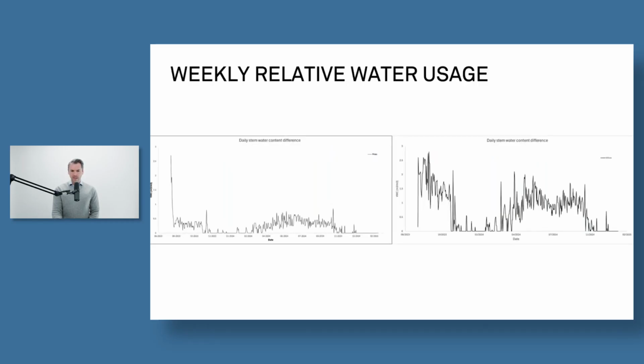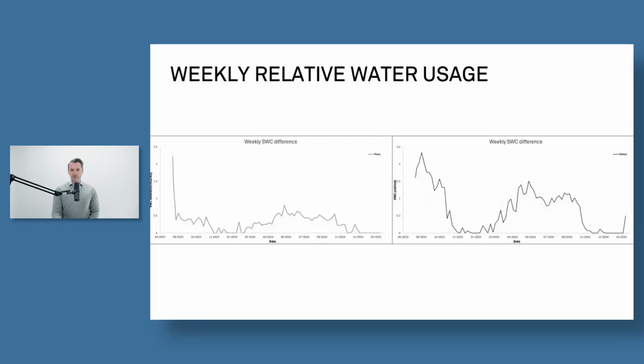So that's what we did. We found the magnitude of those fluctuations simply by subtracting the max from the min. This is what it looks like on a daily basis. It's a little bit noisy with all the daily data in there. So if we instead just take weekly averages of max and min water content and find those differences, we can start to see quite a bit of a story.